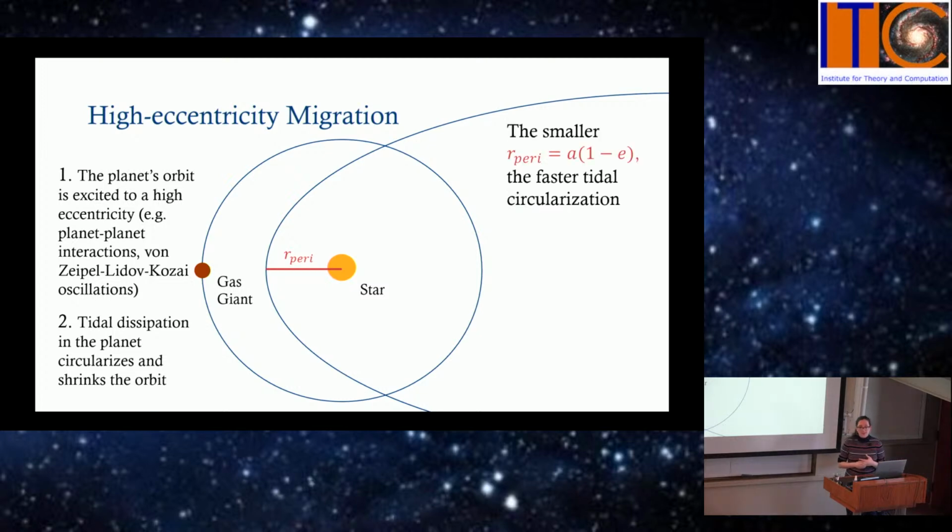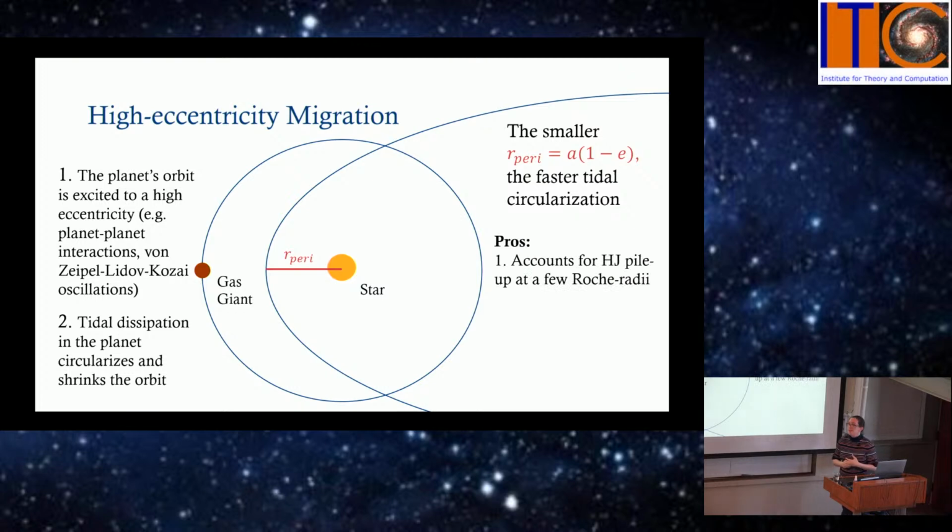The smaller the pericenter distance, the faster the circularization happens. But there is a bit of a catch here, because if it's too small, then the planet is just torn apart by tidal forces. So you want the pericenter distance to be small, but not too small. There's a bit of a sweet spot.